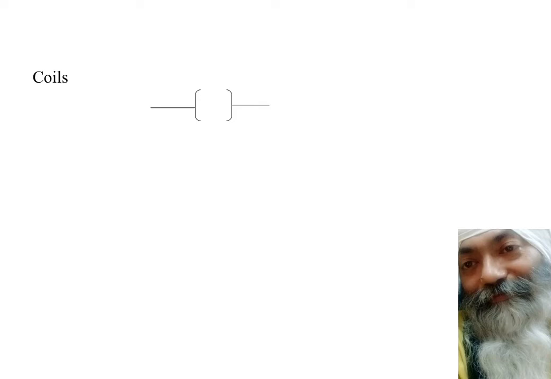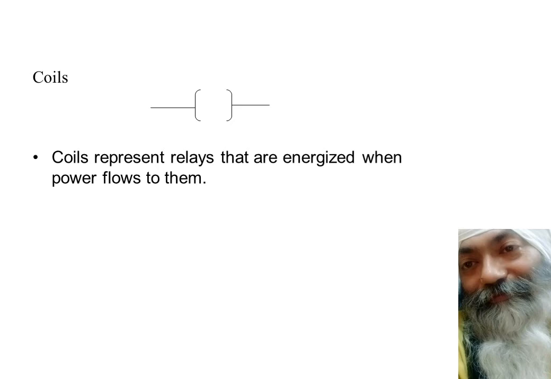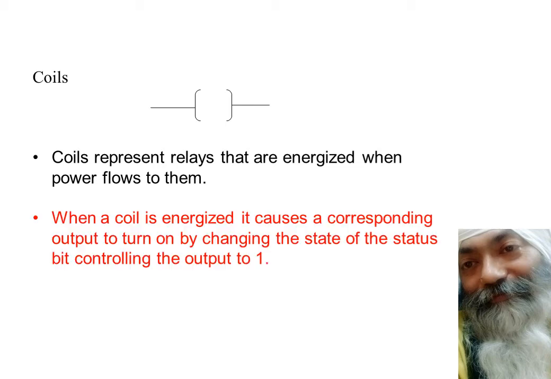This is what we call coil, or this is the output of any ladder, and this coil represents the relay that is energized when the power flows to that particular coil. So anything which is placed before this coil, you can have NO, you can have NC, you can have anything else. Only when the power flows, only when everything is true, true, true, only then this coil will become energized, or you can say this coil will become true. We will come to the examples in a few moments from now.